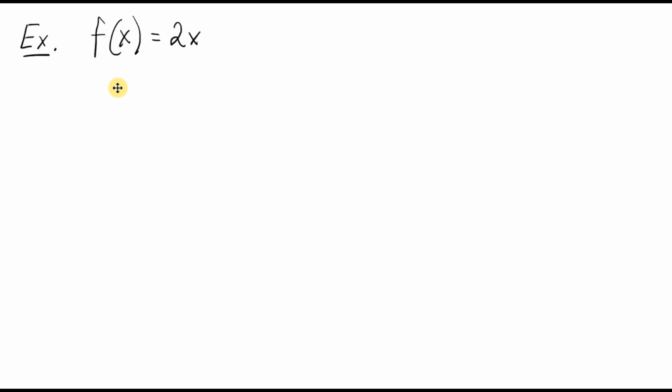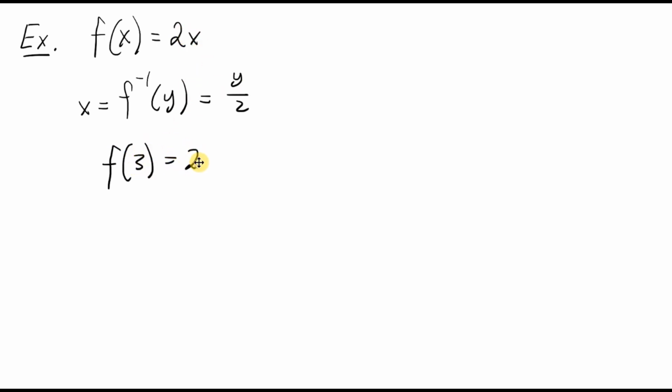If we, for example, have the function f of x equal to 2x, then the inverse function is given by y divided by 2. For example, if I put in 3 to the function, then I will get out 6. And if I then put in 6 into my inverse function, it will give out 3. So it will give back 3.